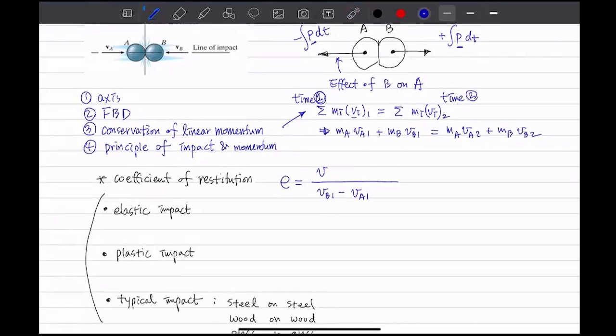I think I made a typo here. Sorry, I mean there's a typo. It should be v_B2 minus v_A2 over v_A1 minus v_B1. Okay, so I need to update my notes here.